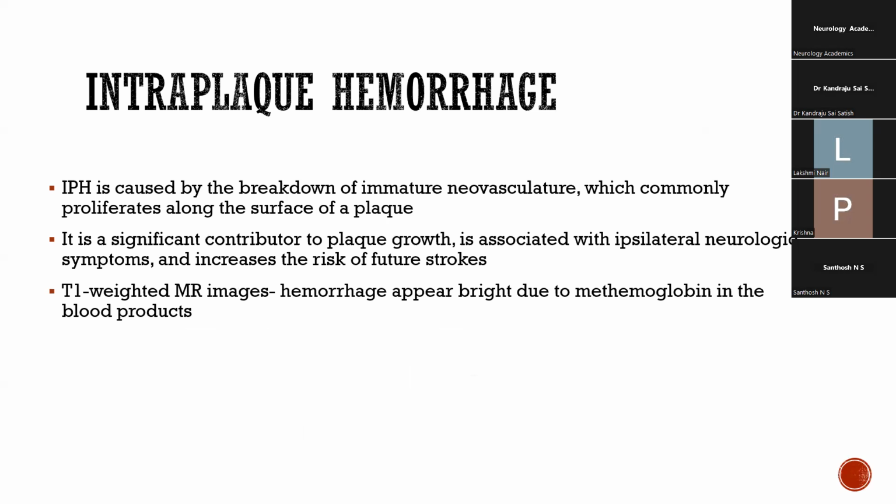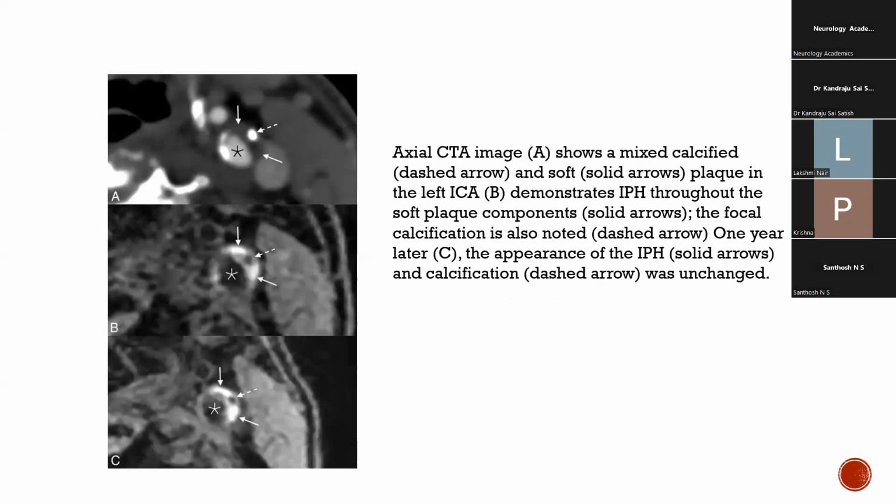Now coming to the intraplaque hemorrhage. It is caused by the breakdown of the immature neovascularization, which we have already seen. It is a significant contributor to plaque growth, and it is associated with ipsilateral neurological symptoms and increases the risk of future stroke. On the T1 weighted MR image, the hemorrhage usually appears bright due to the methemoglobin blood products. So this is a representative image.